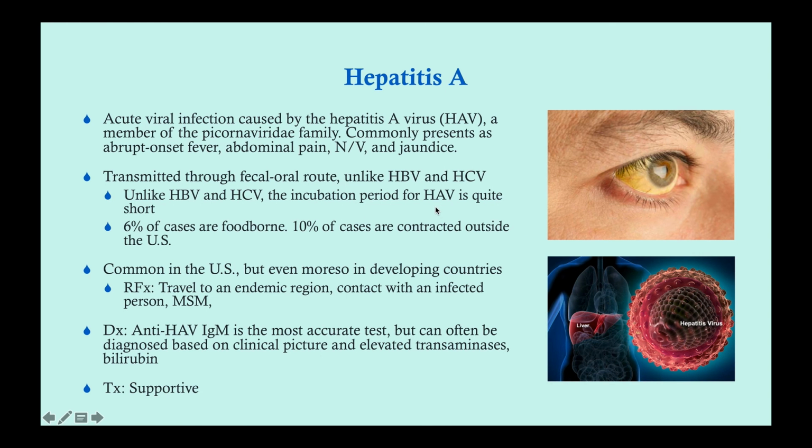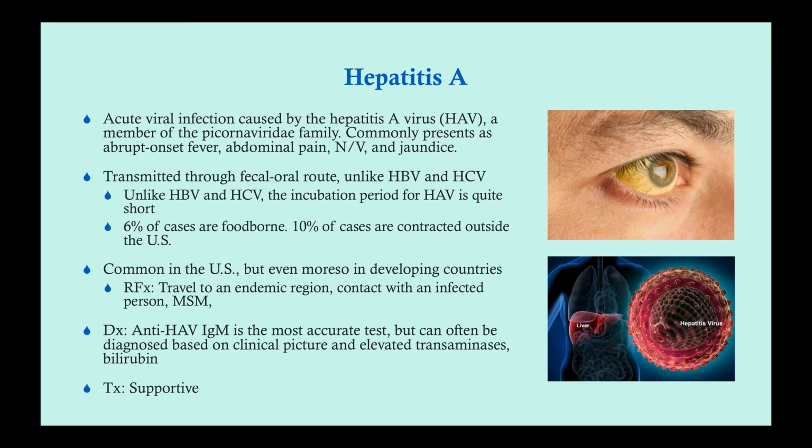So hepatitis A is an acute viral infection caused by the hepatitis A virus, which is a member of the Picornaviridae family, and commonly presents as fever, abdominal pain, nausea, vomiting, diarrhea, and then your classic liver symptoms like jaundice and scleral icterus. It's transmitted through the fecal-oral route, unlike hepatitis B and hepatitis C. And unlike hepatitis B and hepatitis C, the incubation period for hepatitis A is very short. We're talking on the order of 10 days to 2 weeks.